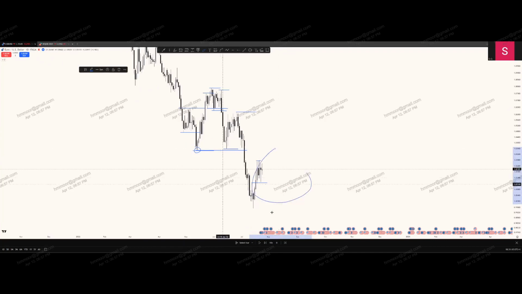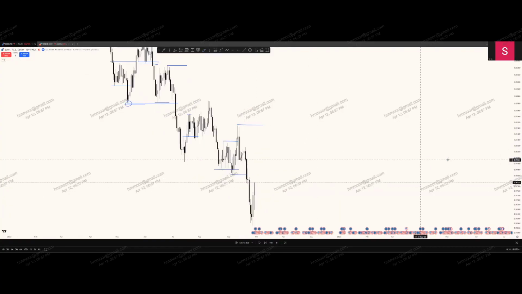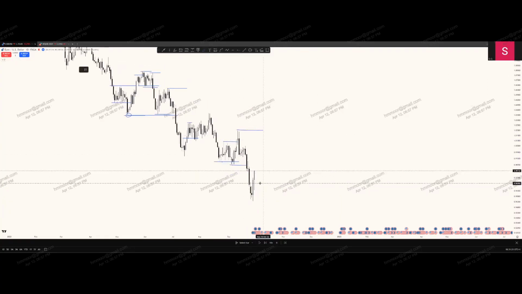Bearish close, high, low. Okay, so this part is really messy. You can skip it if you want. And you can just go to the good one. So bam, bam, bam, bam. Again, the last break was bearish. So bullish close.